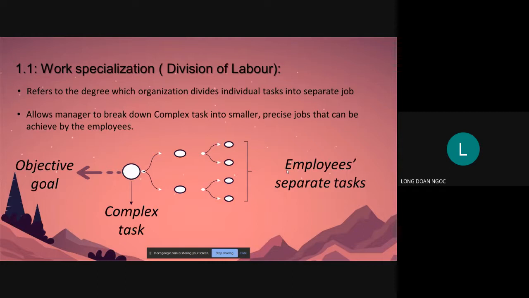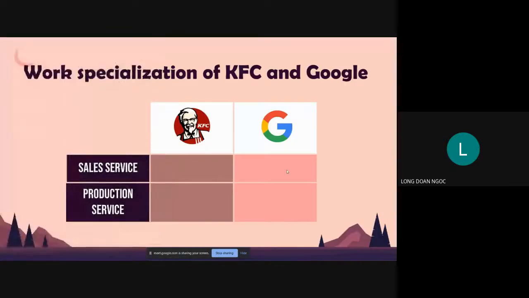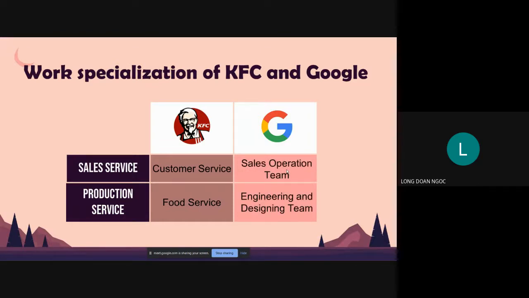Let's take a small branch of KFC and Google, for example. In terms of sales service and product development, we see that KFC divides those into customer service, which is the cashier to whom you order your meal, and food service, in this case the people preparing your meal in the kitchen. While in Google, sales operation, engineering, and design team members are in charge of these two aspects, respectively. So regardless of being in a small or large organization, work specialization exists. It helps the organization to complete tasks faster and more efficiently by specializing employees to do the suitable tasks that they have more expertise in. All right, so that is it for work specialization.